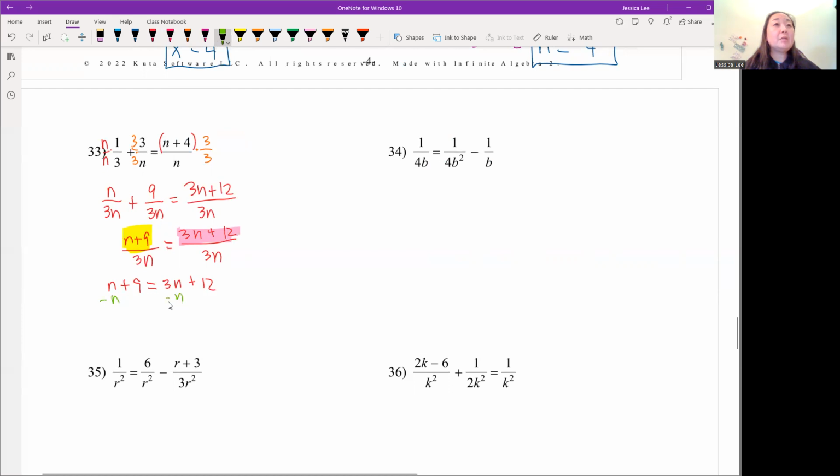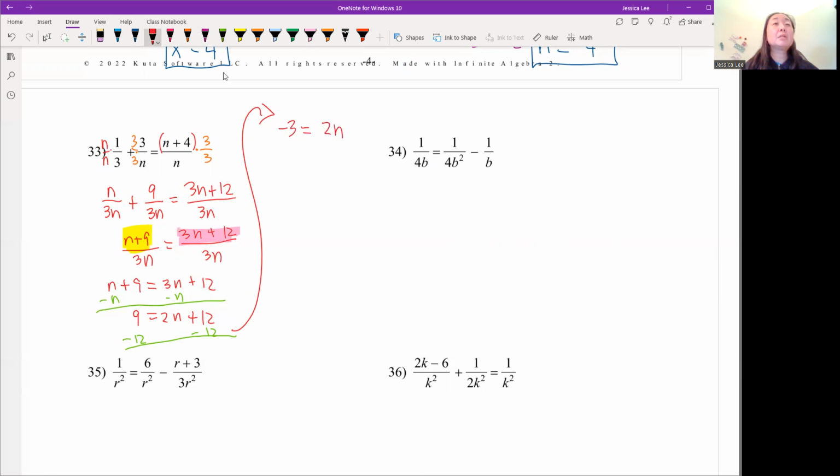We're going to, again, subtract n on both sides. I like to get the numbers and the variables together first. Then we get 9 is equal to 2n plus 12. Then we subtract 12 on both sides. We're just going to move this up here. That's going to be negative 3 is equal to 2n. Then divide both sides by 2. We get n is equal to negative 3 over 2. You could say negative 1.5, but I like to keep mine as a fraction.